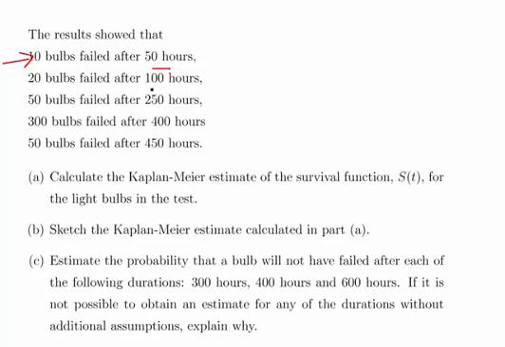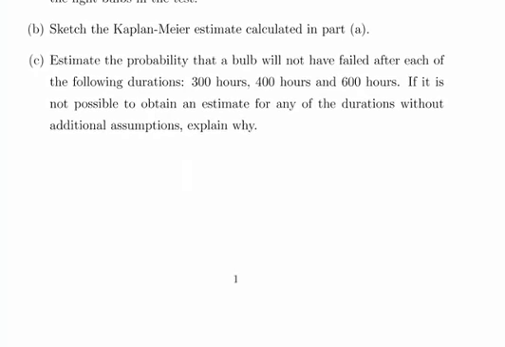Okay, so calculate the Kaplan Meier estimate of the survival function S(t) for the light bulbs of this test, and sketch the curve. Sketch the Kaplan Meier estimate. I call it a curve, but it's not really a curve. It's a step function. I have to get out of the habit of that.